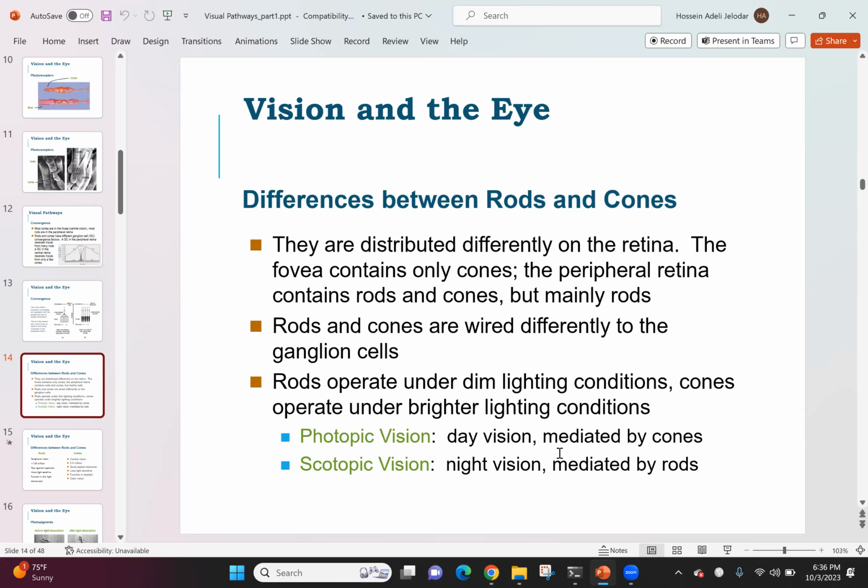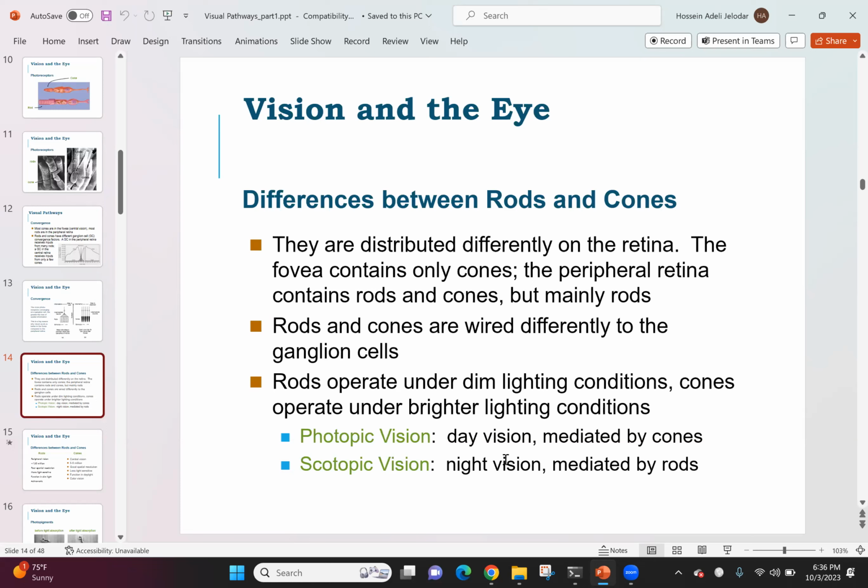Now, rods mediate night vision because they're much more light sensitive, they could respond to little light. And so when you're in a dark environment, they really help you. And experimentally, people have shown that you're more light sensitive in the periphery than you are in your central vision. So if you're looking at a screen and someone flashes a light in the periphery, you're more sensitive to it.